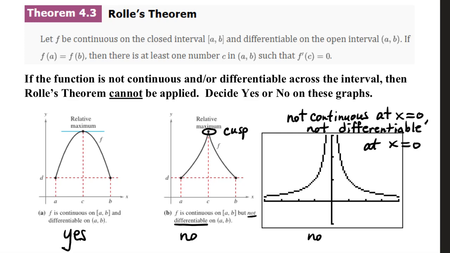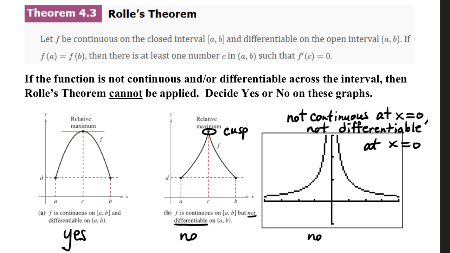Let's look at Rolle's theorem. Let f be continuous on the closed interval a to b and differentiable on the open interval a b. If f of a is equal to f of b, then there's at least one number c in the open interval a b such that f prime of c is equal to 0. If the function is not continuous and/or differentiable across the interval, then Rolle's theorem cannot be applied.